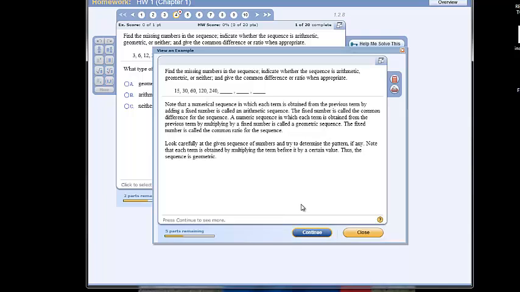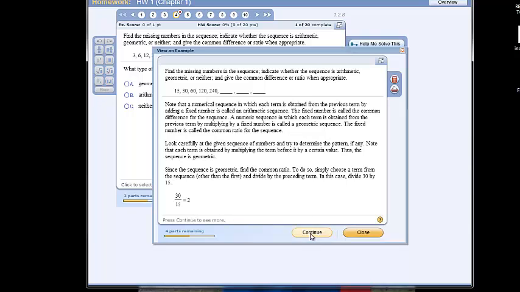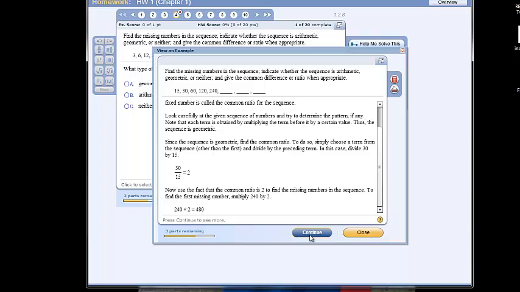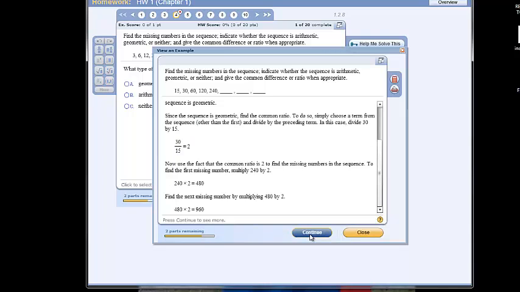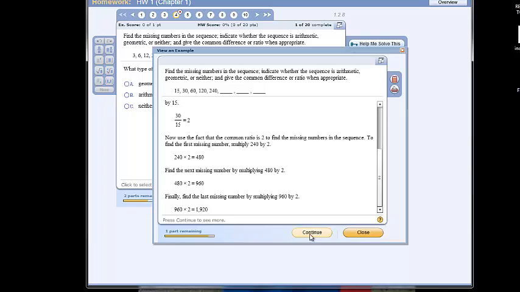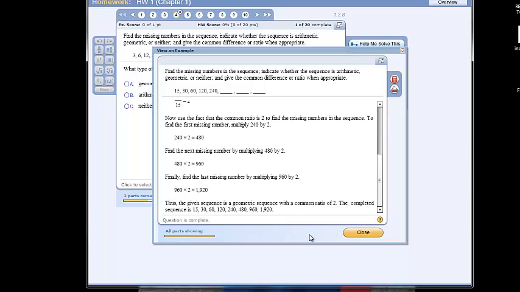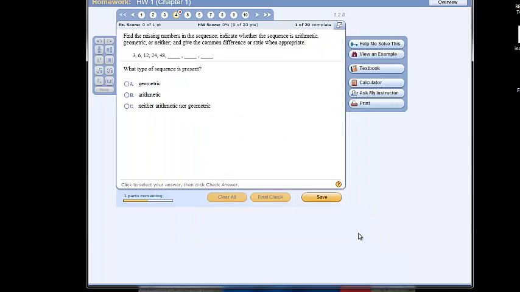And then they give a little hint here to look carefully and see if you can determine a pattern. In this case, we see that 15 times 2 is 30, times 2 is 60, times 2 is 120, times 2 is 240. Since we're multiplying by a common number, that's geometric. And to find the common ratio, we really already figured that out: 30 divided by 15 is 2. Then it will step us through finding our next three terms: 240 times 2, 480 times 2, 960 times 2. And so then here we have it summarized, and we can close that.